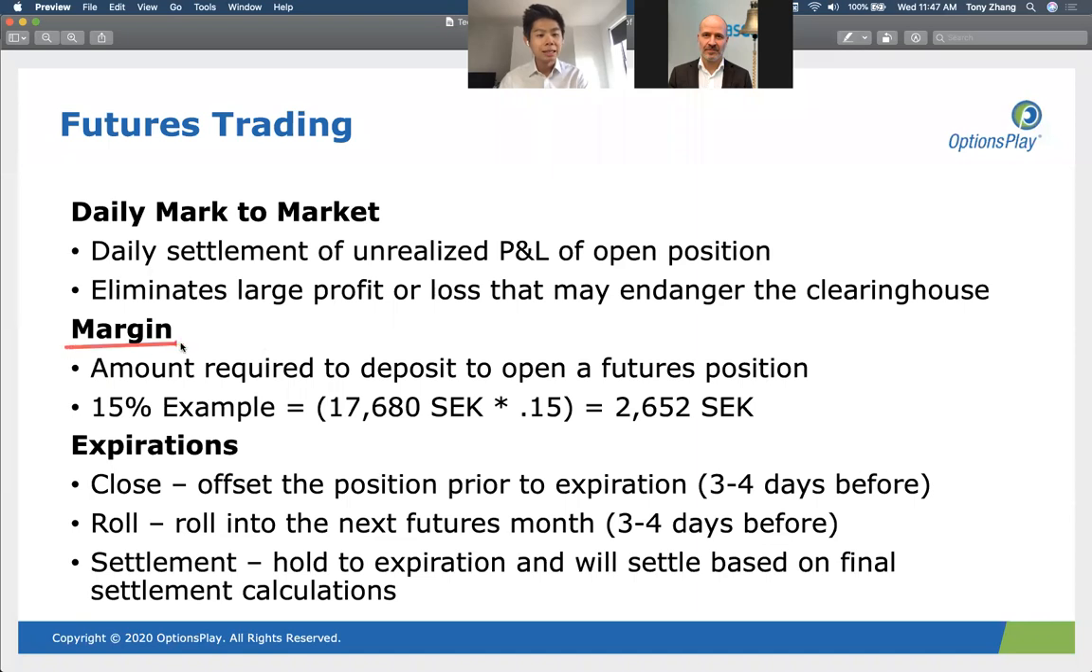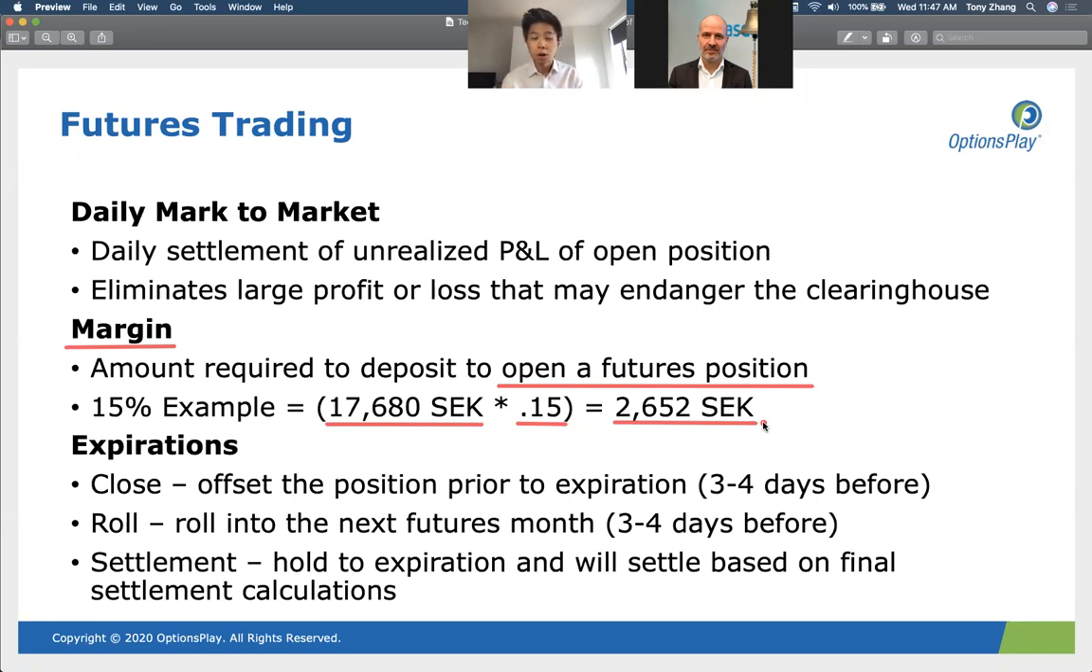But the margin is the amount that you need to put on deposit in order to open a futures contract. So for example, if we're talking about a mini contract here, which as we said was about 17,680 crowns, if the margin requirement from your brokerage firm is 15%, that means that you need 2,652 crowns in margin to control your 17,680 crown contract. So that is the amount that is required for you to hold on to that position.